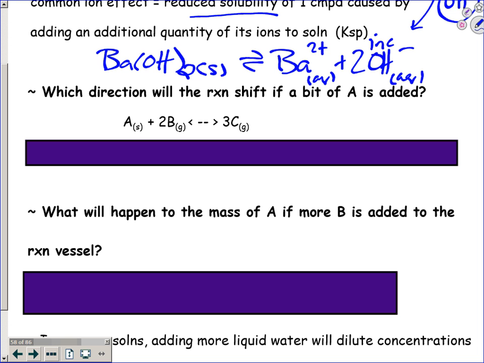All right, back to me. All right, everybody in unison, which way will this shift? I heard a lot of people say right. Does anybody have a different opinion? Kathy?